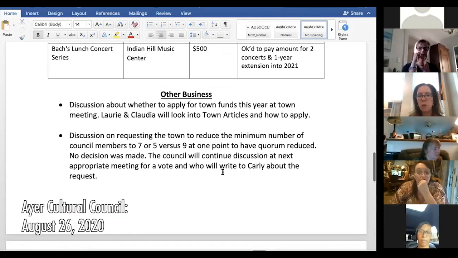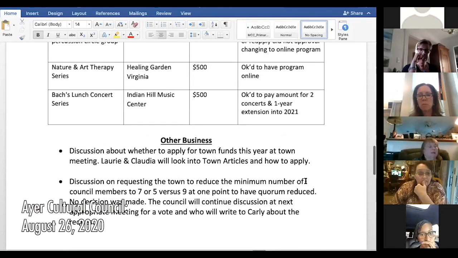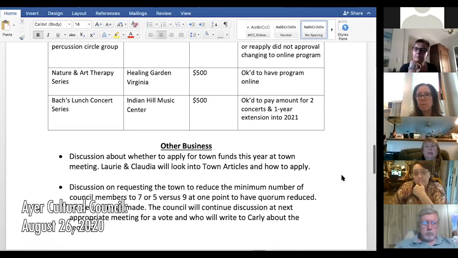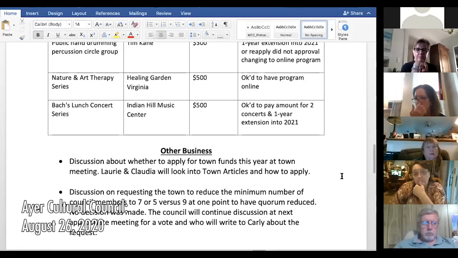Okay, and we didn't decide who was going to write about reducing the number of people, correct? Correct. I can do that. Julian, I think you had asked that in an email I put in near the end. Okay.